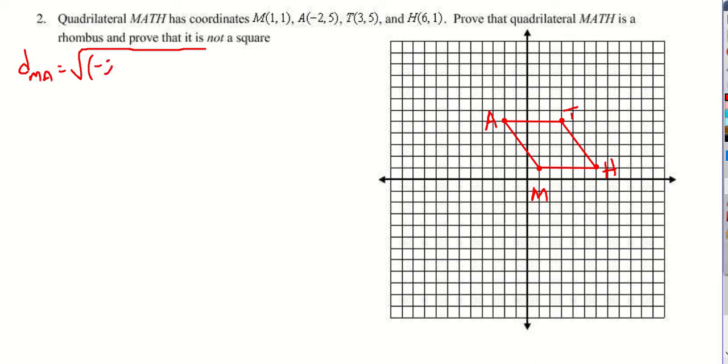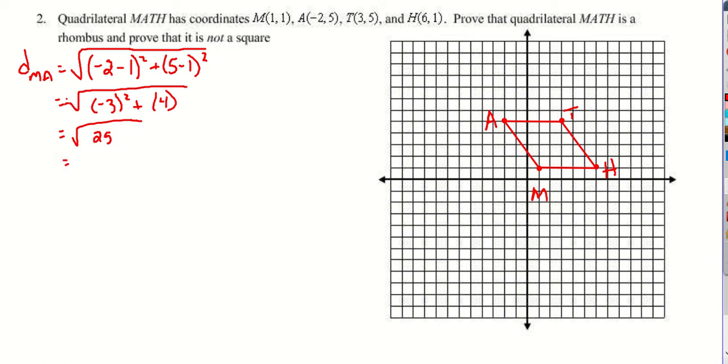So negative 2 for x2 minus x1, which is negative 1, squared, plus y2, which is 5, minus y1, which is 1, squared. All right, so this is equal to the square root. So negative 2 minus 1 is negative 3 squared, plus 5 minus 1 is 4 squared. This, once again, is going to equal 25. And so this is 5. And this is the distance of MA.